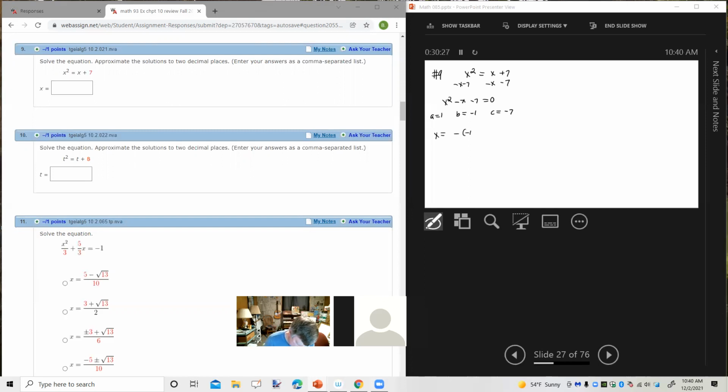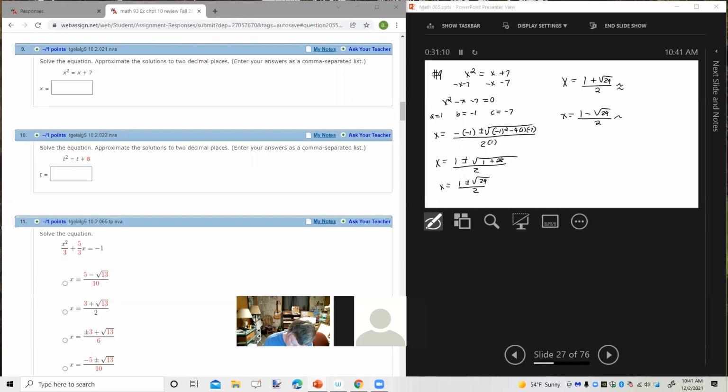x equals -b plus or minus the square root of b squared minus 4ac all over 2a. x equals 1 plus or minus the square root of 1 plus 28 all over 2. x equals 1 plus or minus the square root of 29 all over 2. 29 is prime. It doesn't have any perfect square factors. So our two exact solutions would be x equals 1 plus the square root of 29 all over 2, and x equals 1 minus the square root of 29 all over 2.